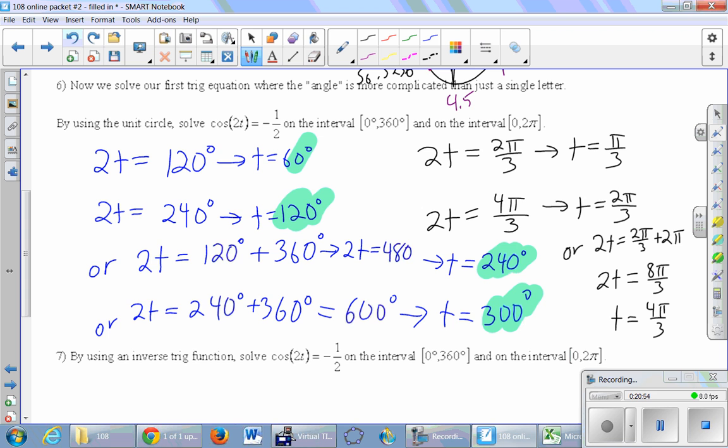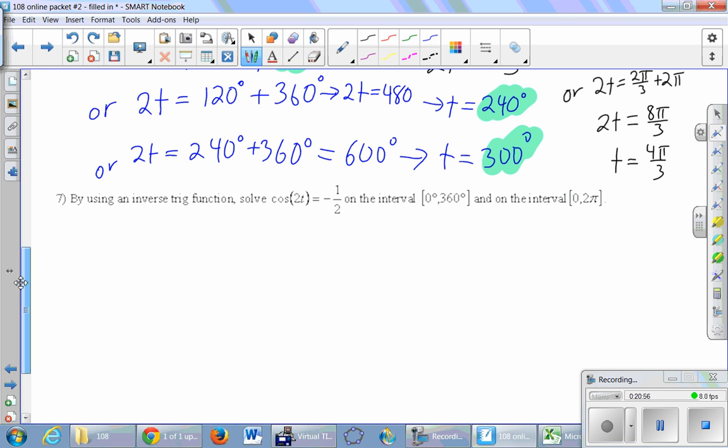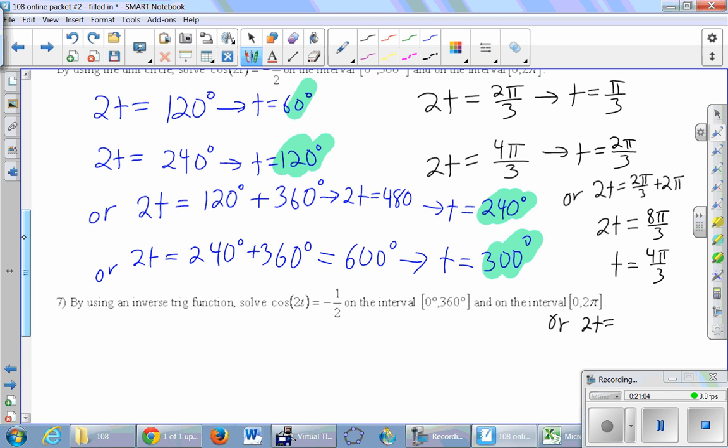And then we can do one more. Or we could have taken the 2t and made it equal the other fundamental answer, which was this 4 pi over 3 right here, plus another 2 pi, plus another revolution. And this one is 10 pi. See, that was quicker. So we get 2t is that thing.